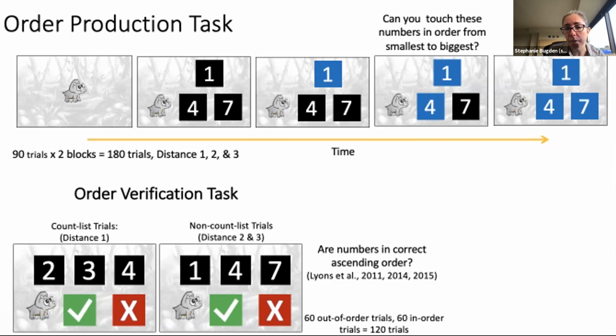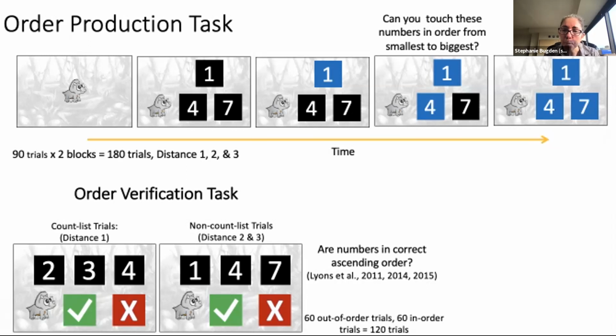And the same tasks were given to both adults and children in this study, although we administered substantially fewer trials for children. And so the hypothesis is that if the associative strength between numbers decreases as the distance between them increases, then we would expect reverse distance effects, such that sequences with a distance of 1, which I'm going to call the countless sequences, would elicit faster response times than sequences that are further apart, which I'm going to call non-countless sequences.